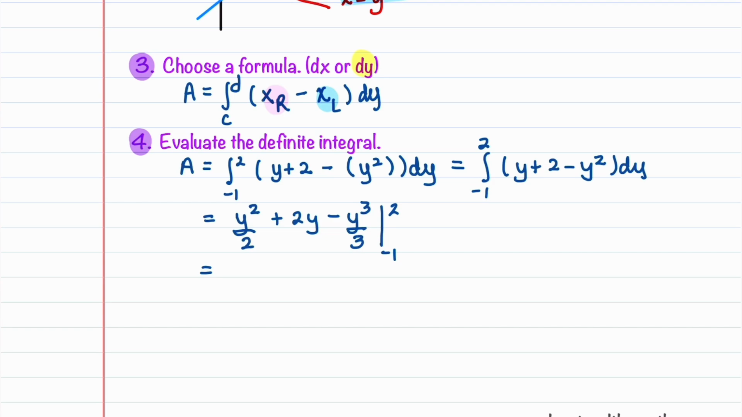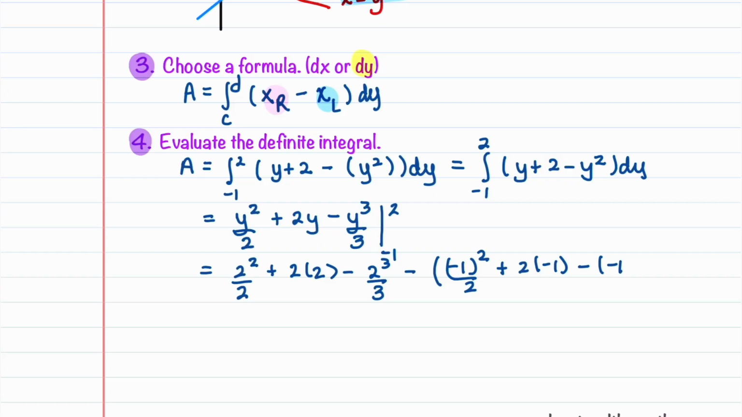We're going to substitute y is equal to 2 first because that's our upper limit. So we have 2 squared over 2 plus 2 times 2 minus 2 cubed over 3, minus y evaluated at -1. So we have -1 squared over 2 plus 2 times -1 minus -1 cubed over 3.